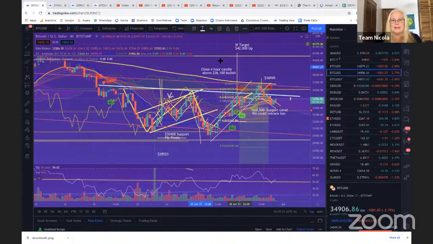So I've got a note here: a 4-hour close of a candle above 36,100 is bullish. I always write my little notes here so I remember. And we've got a key level of support here of 33,500, and we're over 1,000 above that at the moment. The trade here would be the cup and handle and/or the W, right? And we're waiting for confirmation above the neckline here before entering.